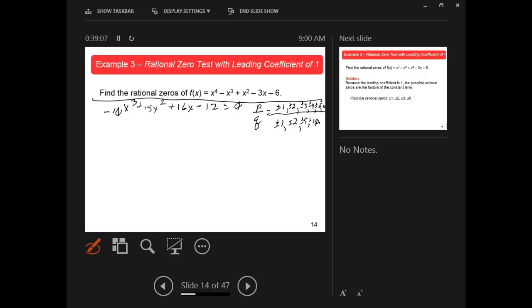You get that from the leading coefficient. All the possible factors of the leading coefficient. The numerator is all the possible factors of the constant term, and the denominator is all the possible factors of the leading term. What's that? Yeah, 10, 15, 16. It's -10, 15, 16, and -12. Right. Okay.